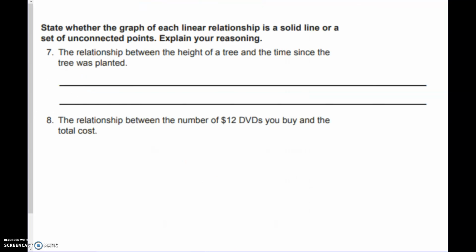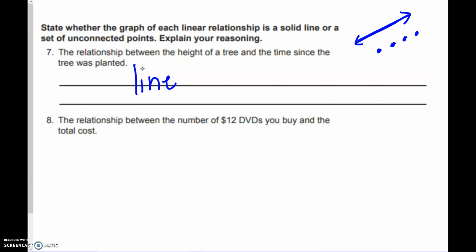All right, state whether each graph of linear relationship is solid or unconnected. So they want to know, would you leave your graph as connecting them like I just did, or should we just leave them as dots? Are they solid or unconnected? So the relationship of a height of a tree and the time since it was planted. So, is a tree steadily always growing, growing, growing? So this would actually be a line.